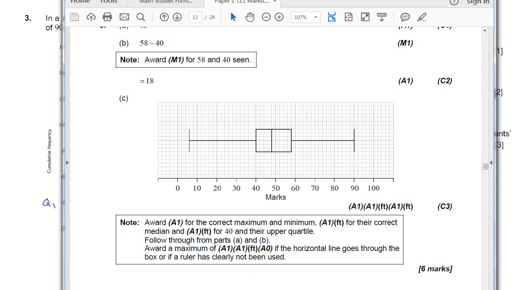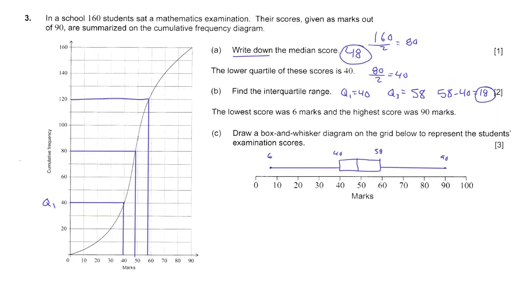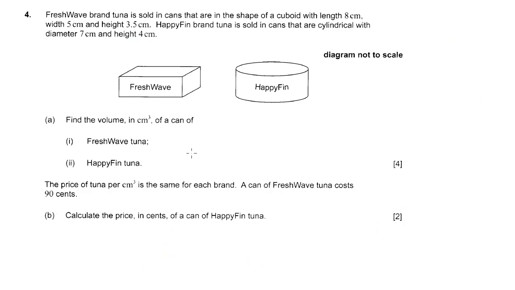Okay? All right. Let's move on to number 4. Fresh Wave brand tuna is sold in cans that are in the shape of a cuboid, which is a rectangular prism here, right? With length 8 centimeters, width 5 centimeters, and height 3.5 centimeters. So let's write those on there since they didn't already. So we got 8 centimeters, 5 centimeters is the width, and then 3.5 centimeters is the height.